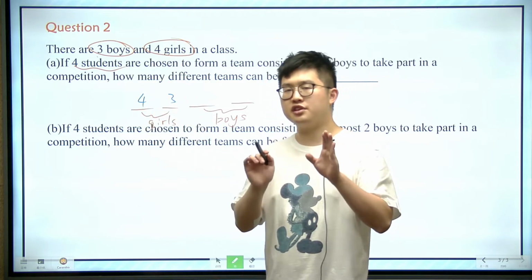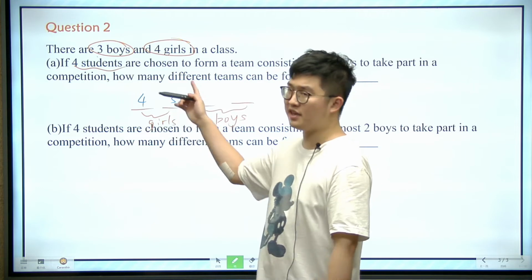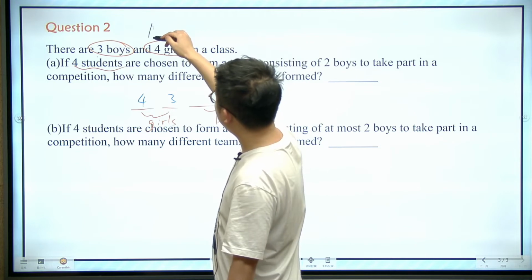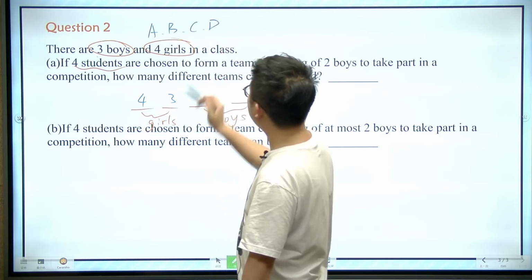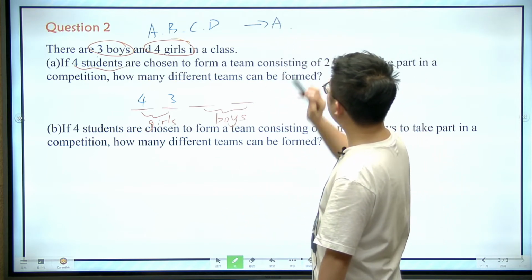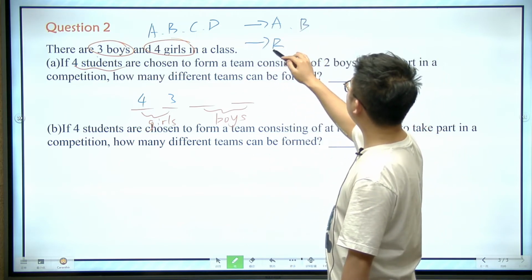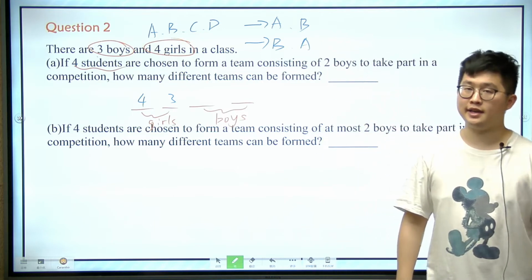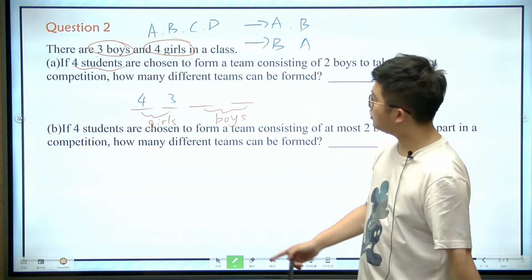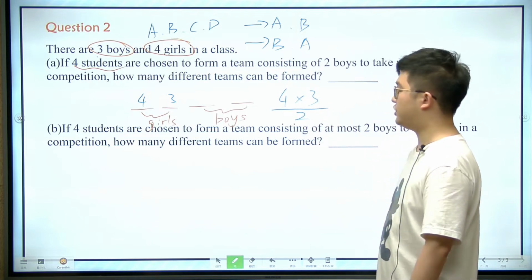But if you consider more carefully, you will think that there are some repeating here, because if we name the 4 girls A, B, C, and D, then you will see that if we choose A in the first place and B the second, it's the same as if we choose B in the first place followed by A, right? These 2 choices are the same. So for girls, we have 4 times 3, but we must divide by 2.